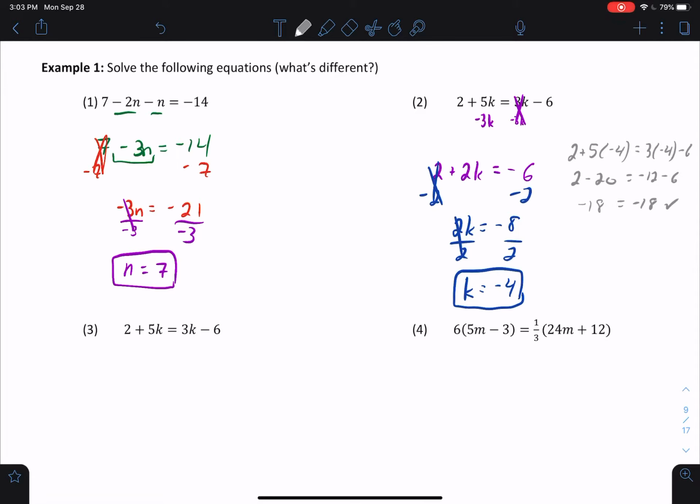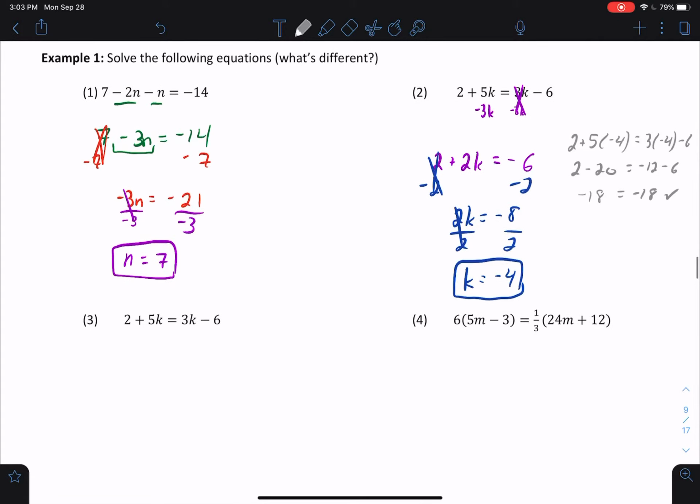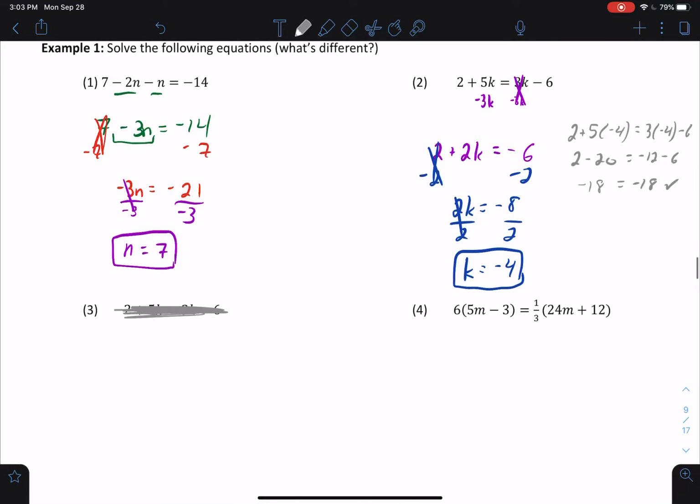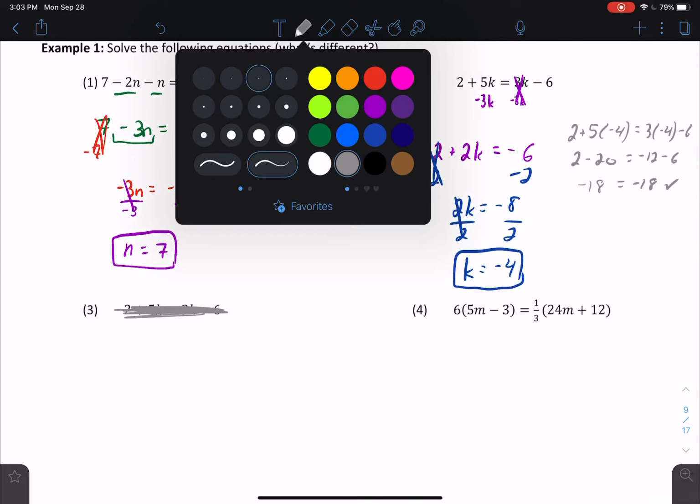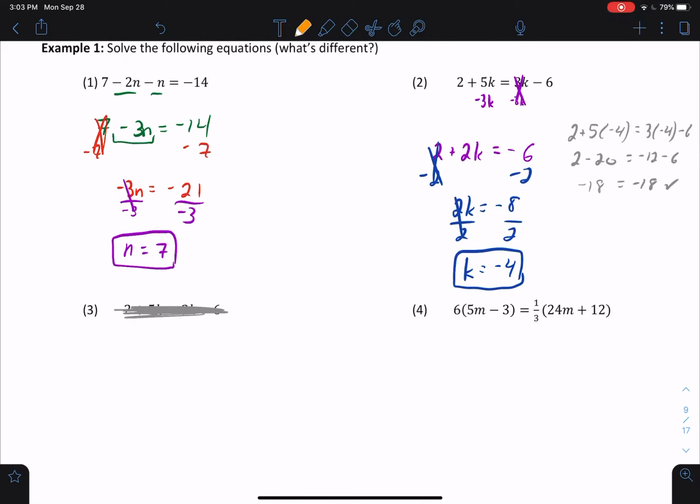All right, let's do a couple more examples. We're going to skip this one because that is the exact same problem as number 2. All right, but let's do something like 4. All right, we got parentheses here. Remember, when we got parentheses, we're going to use the distributive property. So I'm going to distribute that 6. So 6 times 5m is 30m. 6 times negative 3 is negative 18. Equals, now I got to distribute this fraction.